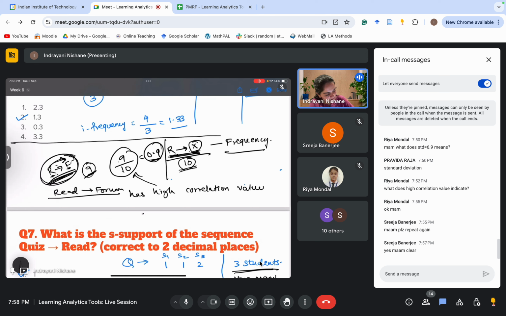I'm drawing a line here because this is the correlation discussion. There are no more doubts. If there are no more doubts, then I think we can end this session here today.